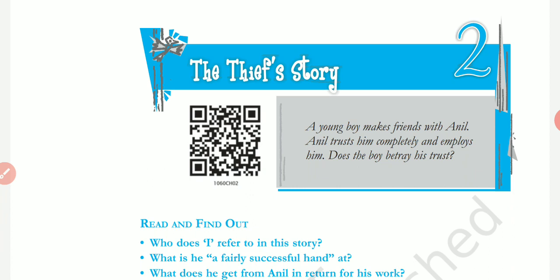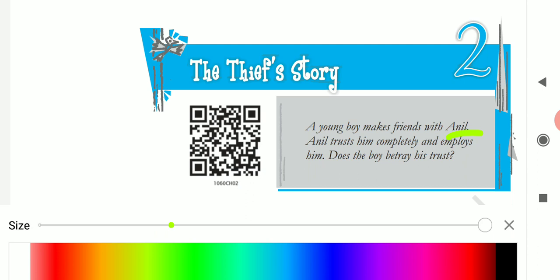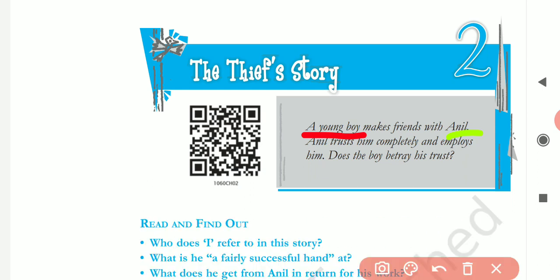We have two characters in this particular story. The first character being Anil, and the second character being a young boy. So we have two characters altogether. We will discuss both Anil and the young boy, and we will try to compare and contrast their characters, and churn the best from their characters. We will take a look at the characters first. So now let us move into the text and try to understand it.